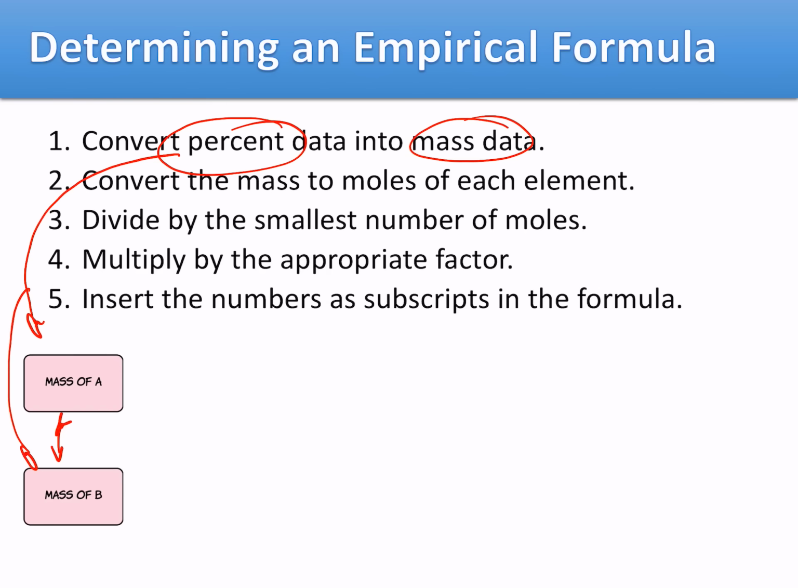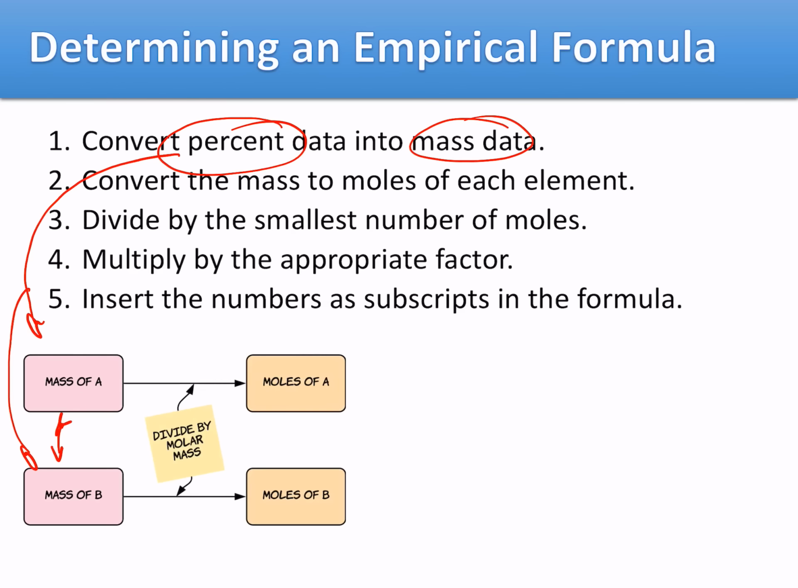So the second step is to convert the mass to moles. So you have to divide by the molar mass of A, so that you know the number of moles of A. You divide by the molar mass of B, so that you know how many moles of B you have. Once you have that, you have to divide by the lowest or the smallest number of moles. If they are the same, well, that's it. If not, then you have to look at which one is smaller and then divide by that one. At that point, you are going to obtain the A to B mole ratio on that formula.